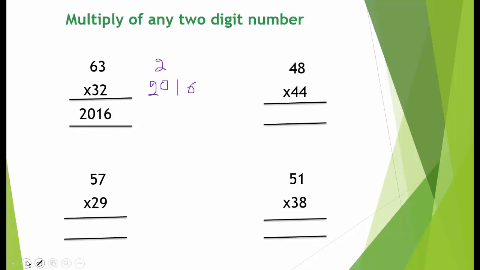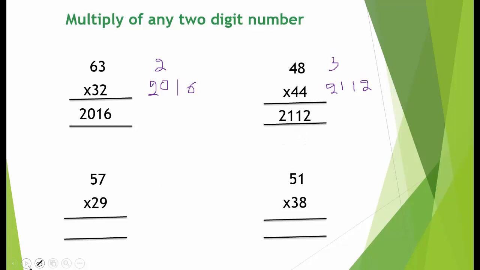Now 48 into 44. 8 4s are 32. 3 in carry. 4 4s are 16 plus 3 is 19, and 8 4s are 32. 32 plus 19 is 51. 5 in carry, 4 4s are 16, 16 plus 5 is 21. So 2112 will be the answer.